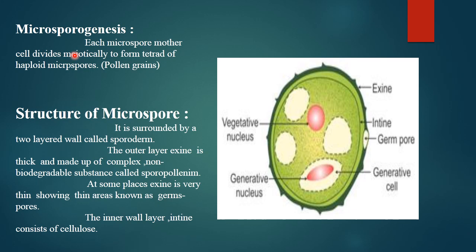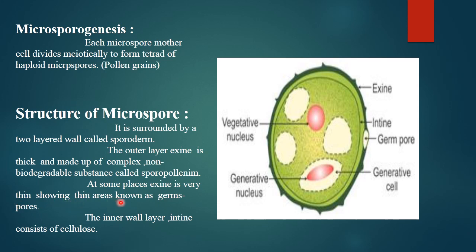Next point is microsporogenesis. It is the formation of microspores inside the microsporangia or pollen sacs of seed plants. The microsporangium, called the pollen mother cell, undergoes meiosis and gives rise to four haploid microspores. Each microspore develops into a pollen grain. Now we will see the structure of the microspore.